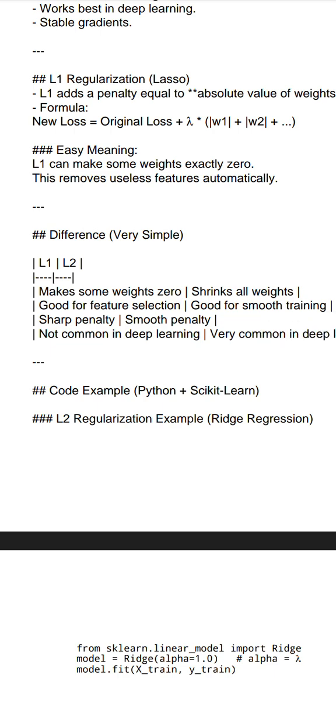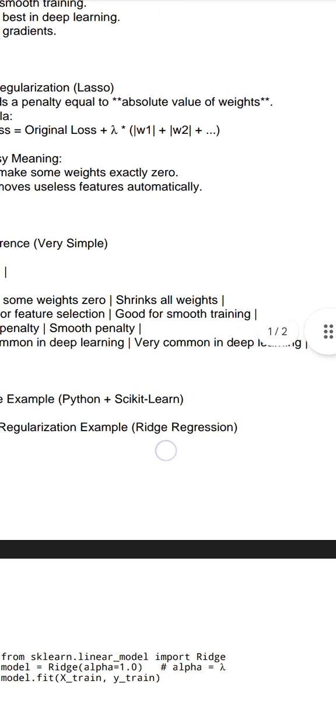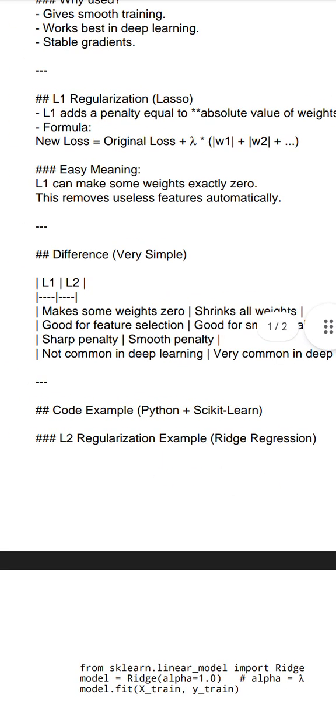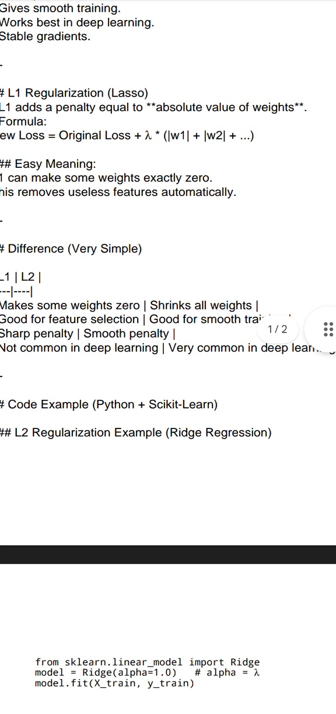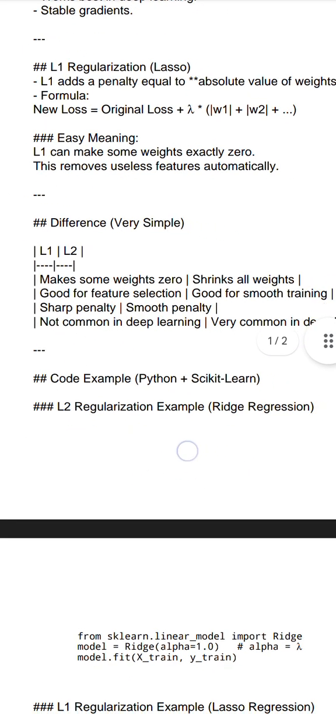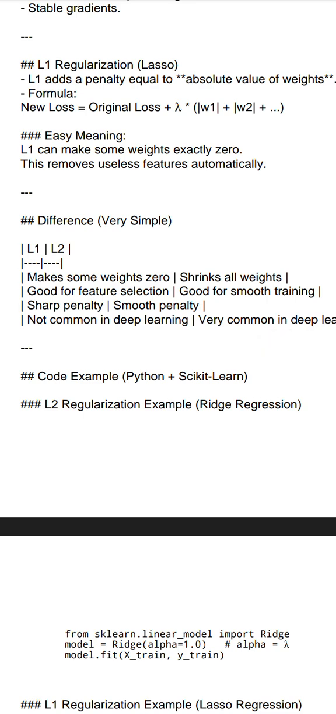Now, L1 means what? L1 regularization means lasso. L1 adds a penalty equal to the absolute value of weight. The formula: the new loss is the original loss plus lambda times the absolute value of weight.